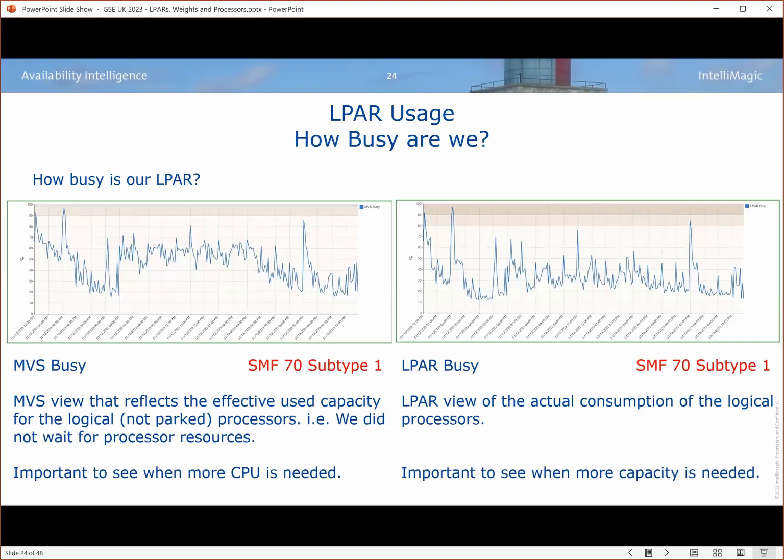So how busy are we? What we'd like to look at is MVS busy on the left and LPAR busy, both sourced from the SMF 70 subtype 1. The MVS busy shows us basically how much CPU we need for that logical partition from the MVS view. The LPAR busy is telling us the actual consumption of the logical processors, i.e., do we have enough capacity from the definition from the CEC view? That's how I view these two charts.